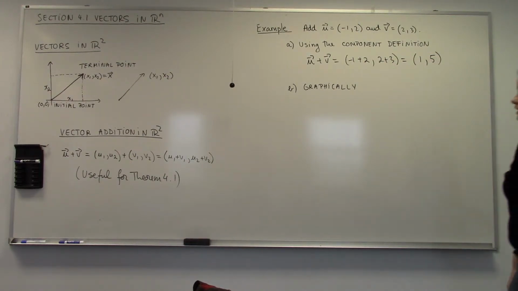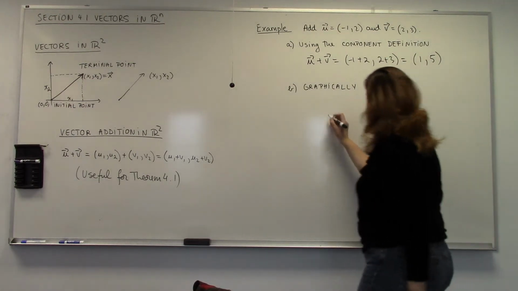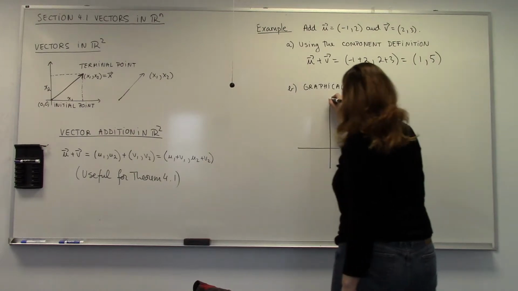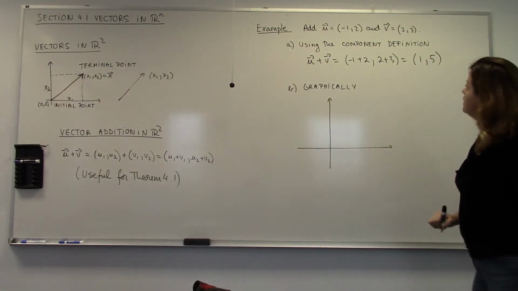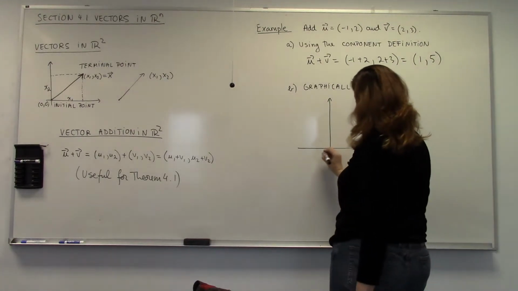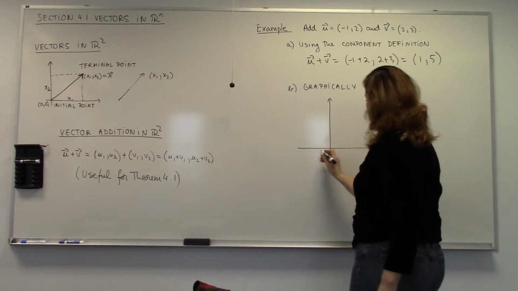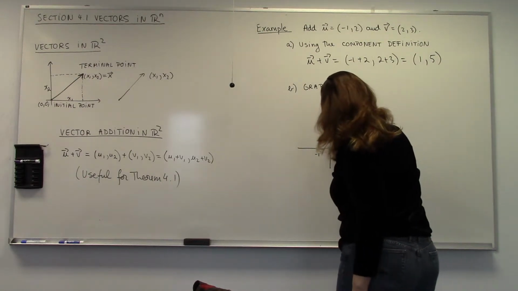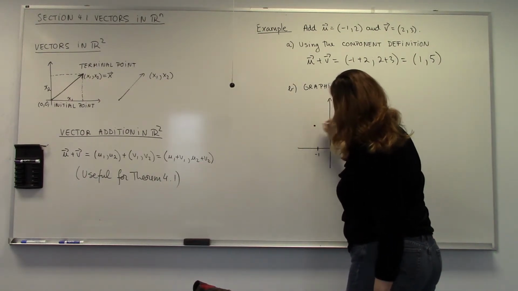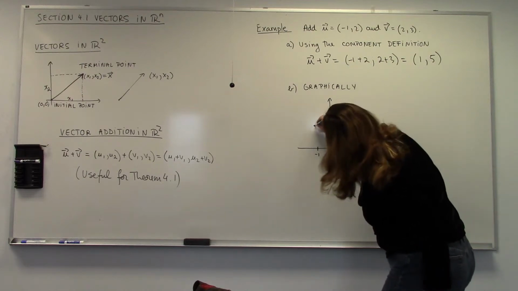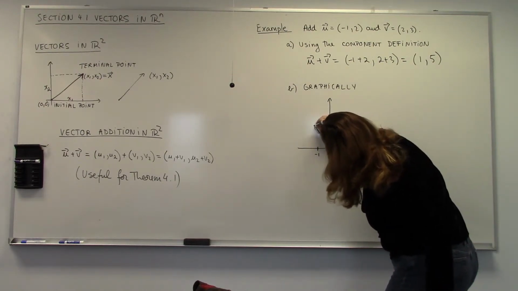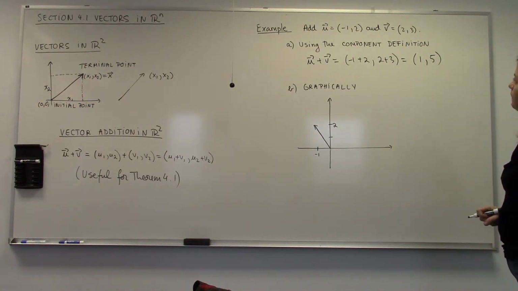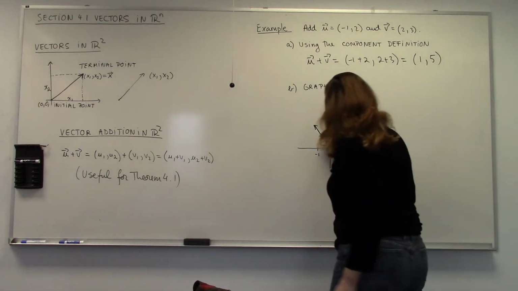Now, the way we add vectors graphically is as follows. So first, I'm going to draw my two vectors, my vector u and my vector v. So u, the x-coordinate of u is -1, and the y-coordinate is 2. And so, where -1 and 2 meet is going to be the terminal point of my vector, and my initial point, I'm always going to start with 0, 0. So this here is my vector u.